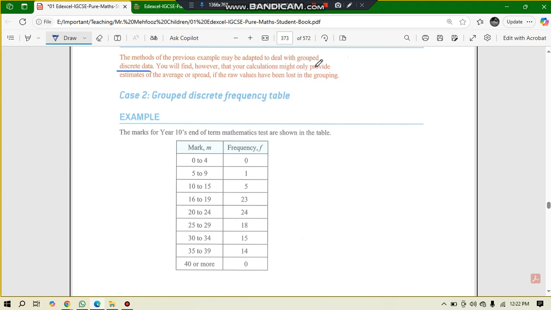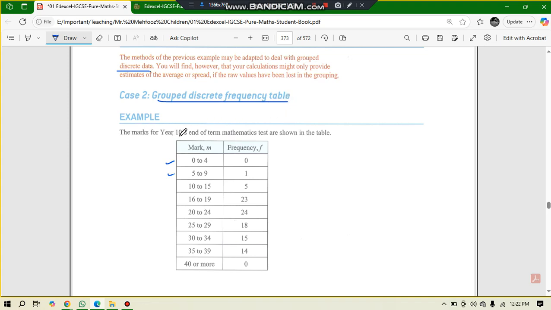In the previous example we had just single-value data and there was no grouping. Now we have classes in the next data. This is called grouped discrete data. Discrete means all the values are complete values, and grouped data means that classes are also present, right? Grouped discrete frequency table.